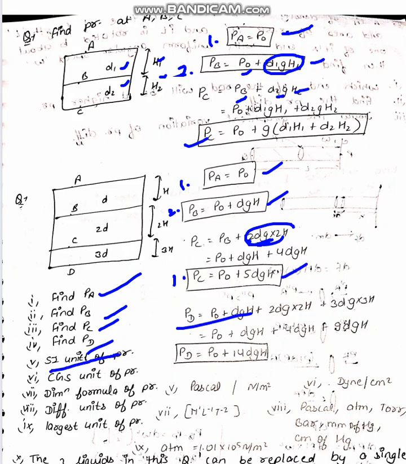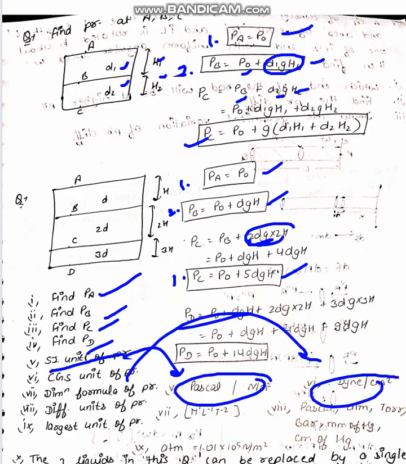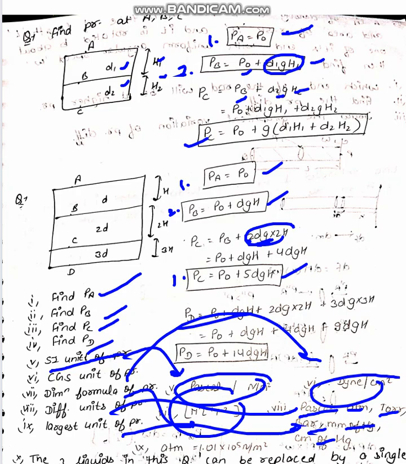Then another question: the SI unit of pressure is Pascal or Newton per meter square. The CGS unit is dyne per centimeter square. The dimensional formula is M L^-1 T^-2. Different units of pressure we know are Pascal, atm, torr, bar, mmHg, cmHg, etc. The largest unit among these is atm, as we have calculated earlier.